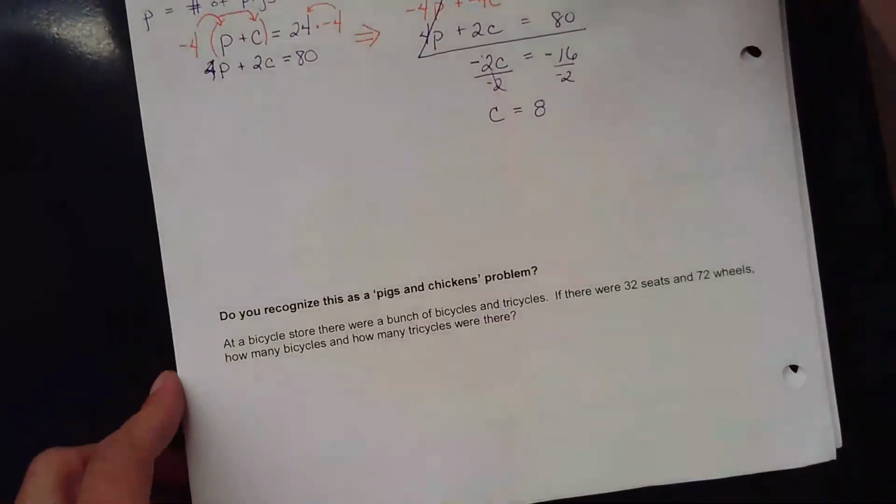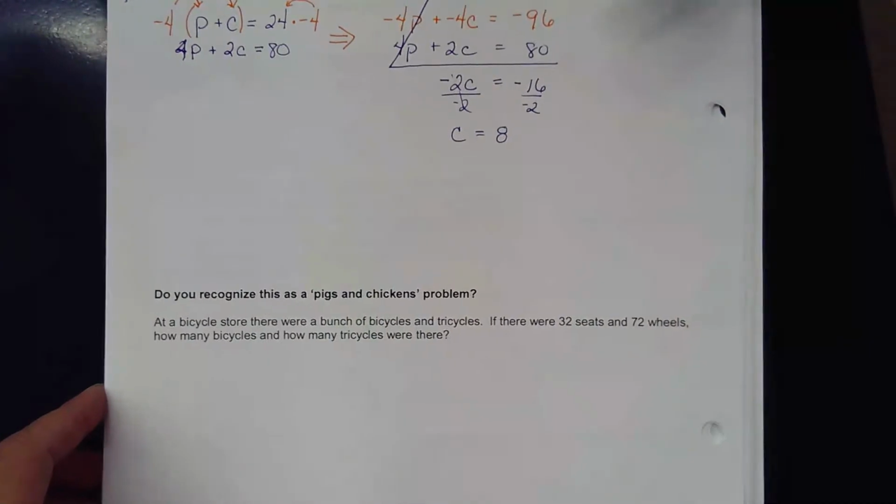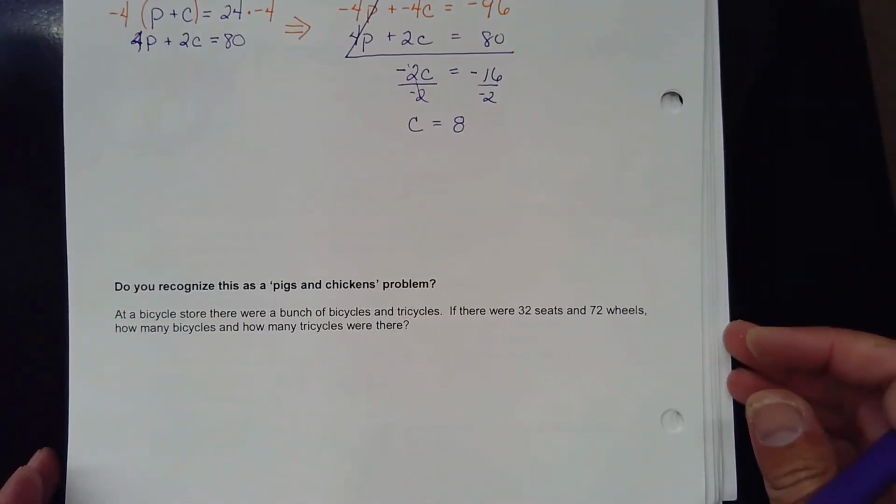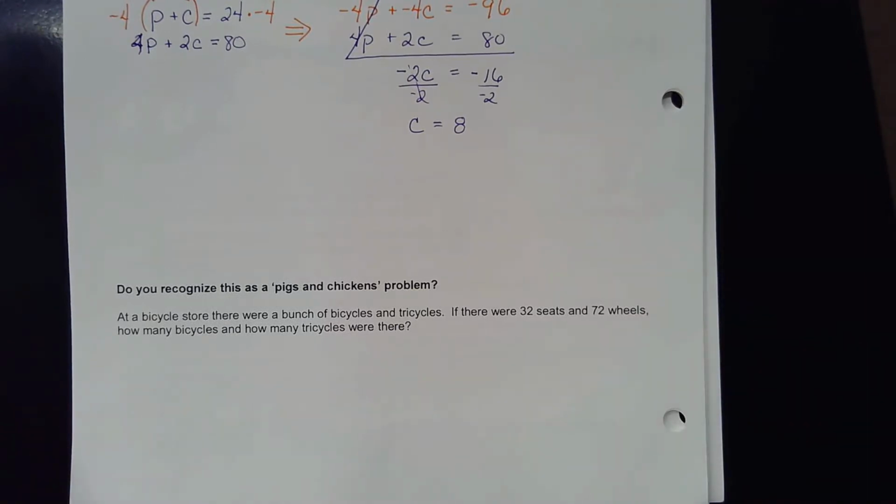So practice one more. Try the bicycle one. Isn't there a bicycle, tricycle one? Yeah. It doesn't say pigs and chickens, but you got to just recognize it. So go ahead and try this one. I don't care how you do it. Find a method and love on it.